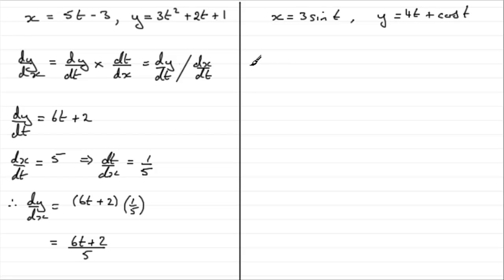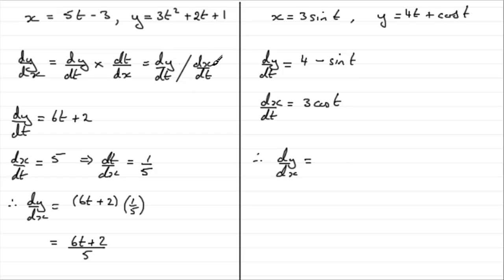Okay, well, let's just see how you got on if you did have a go. Well, we find dy by dt first. So dy by dt equals the differential of 4t with respect to t, which is just 4. The differential of cos t is going to be minus sine t. And for dx by dt, the differential of 3 sine t is going to be 3 cos t. So therefore, when it comes to dy by dx, we've got dy by dt divided by dx by dt. So dy by dt is 4 minus sine t, divided by dx by dt, which will be 3 cos t. And you can't really do that much with that.